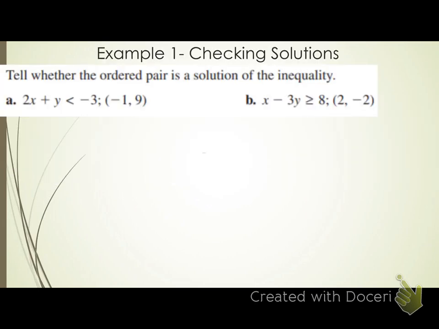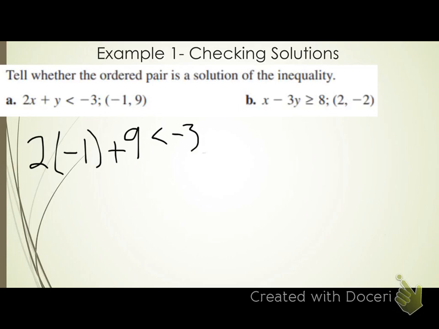Here's our first example. Checking solutions. It says tell whether the ordered pair is a solution of the inequality. So it gives me an inequality, and it gives me an ordered pair, and it wants me to check to see if that ordered pair is a solution. How do I check to see if it's a solution? Plug what in for what? Oh, -1 for x, 9 for y. Very good. My ordered pair is an x value and a y value, so I just plugged them into their respective spots. So I'm replacing the x. What do we say our x value was? Replacing the x with -1. What's my y value? 9. So replace the y with 9.